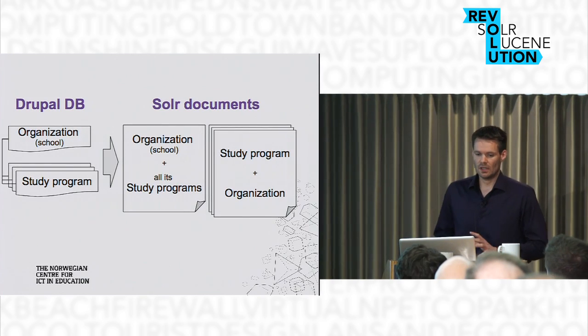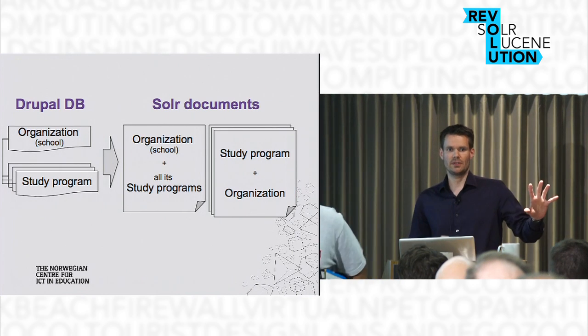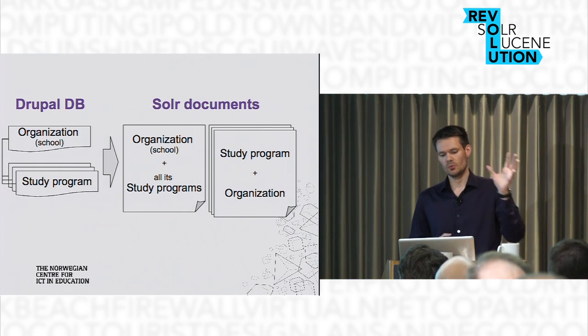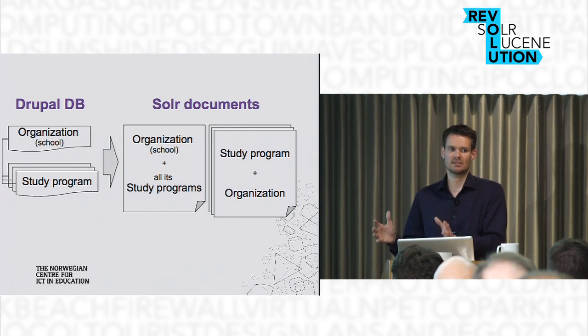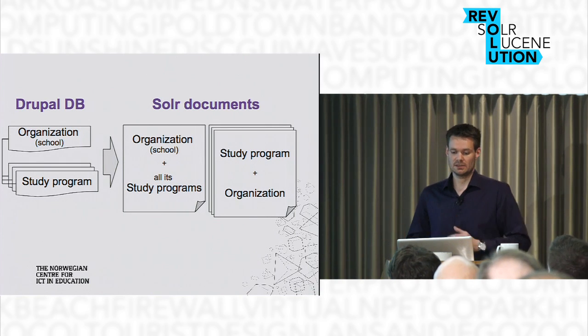So basically, we have things in the Drupal database normalized, and we flatten it and duplicate data and put it into Solr because space isn't an issue for us. Storage capacity is not an issue. We want speed.